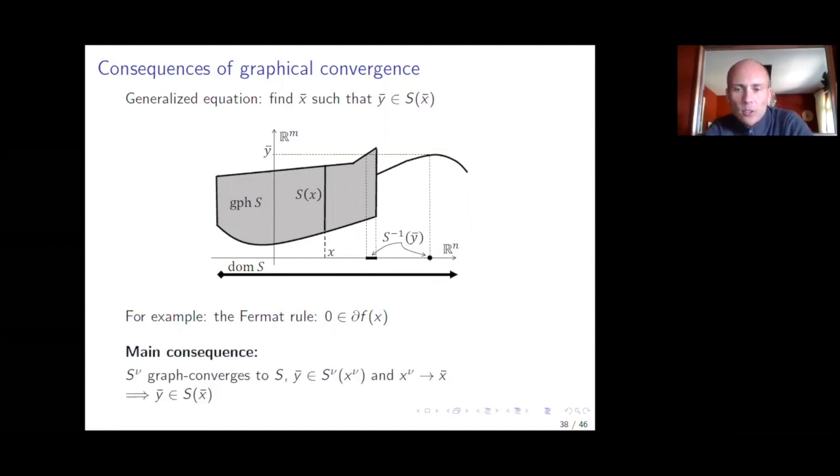So what is the main consequence of having graph convergence? Well, it's the following. If I have a sequence of solutions of the approximating set valued mappings, and these solutions converge to something, that something will solve the actual problem.